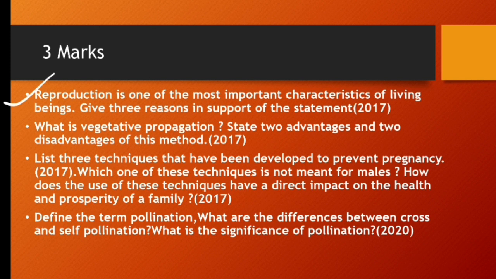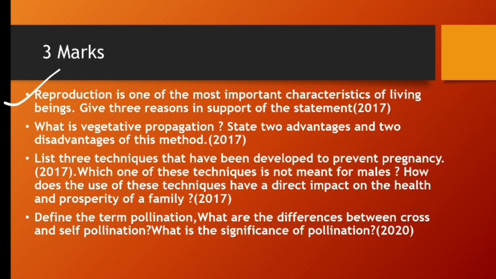One is that reproduction helps in the continuity of the population. Then second point you can write, reproduction helps in the formation of new characters. That is, especially in sexual reproduction, when 2 parents are involved, it leads to variation. Then this variation helps in the evolution process, right? So these 2 points you can write along with the definition.